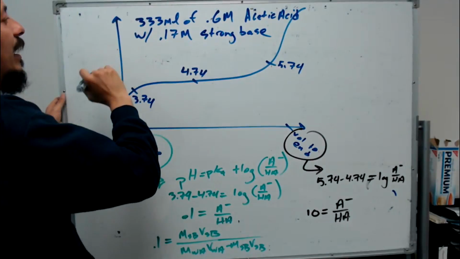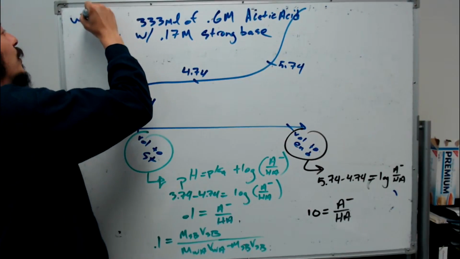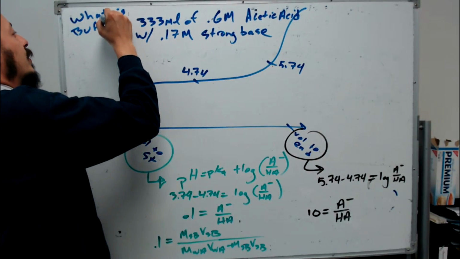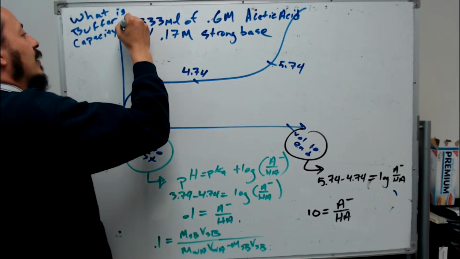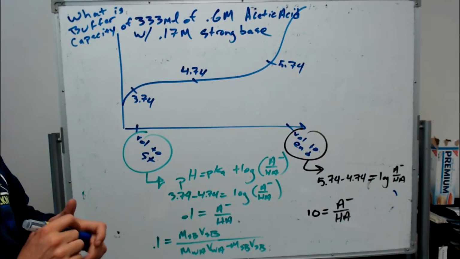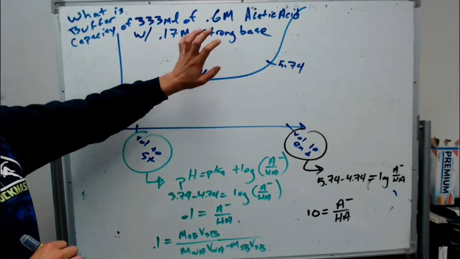And the question is, I didn't write the question. What is the buffer capacity of 333 milliliters of 0.6 molar acetic acid titrated with 0.17 molar strong base?